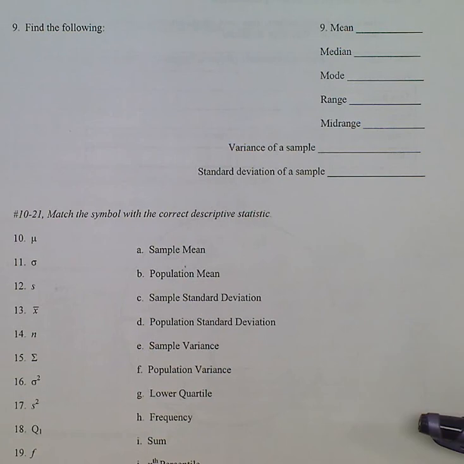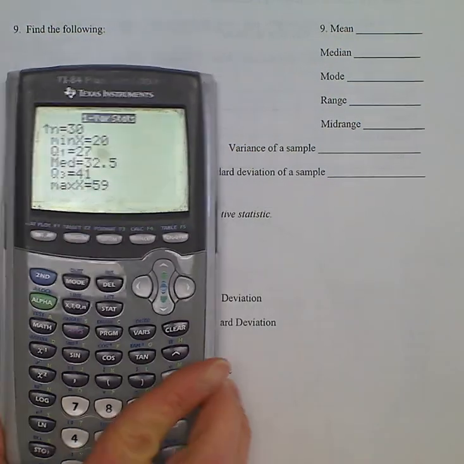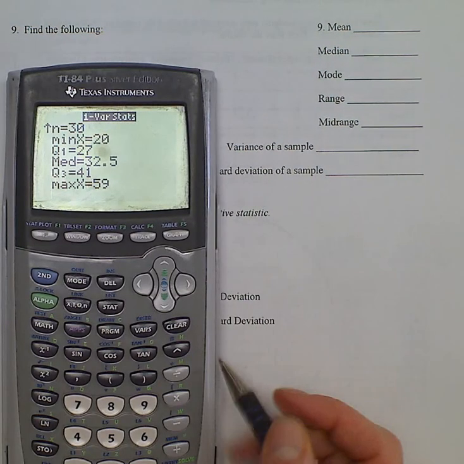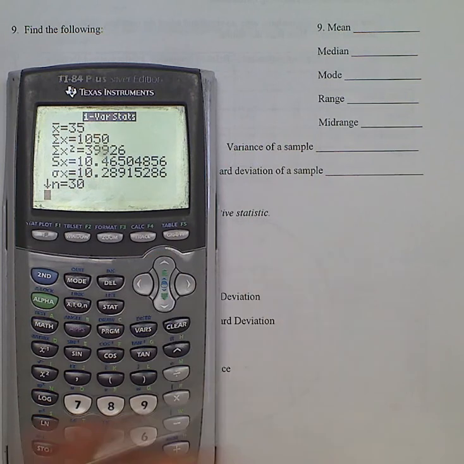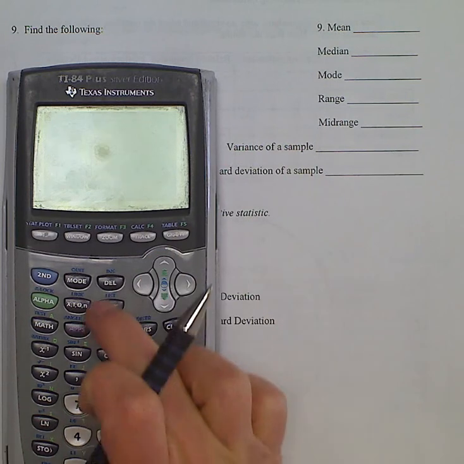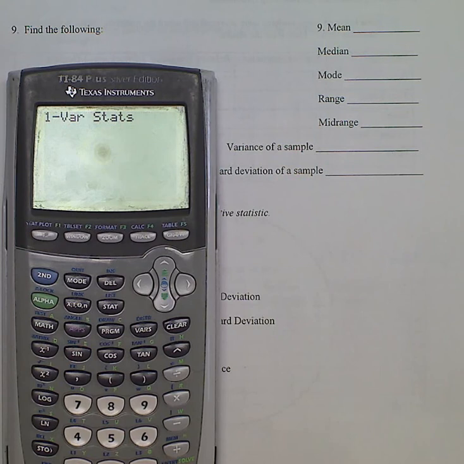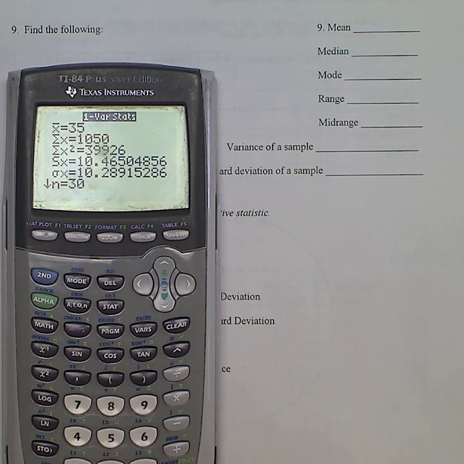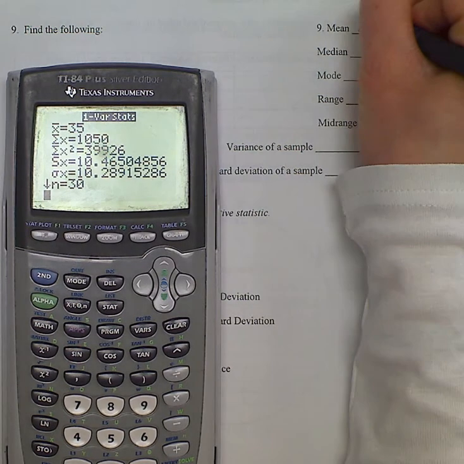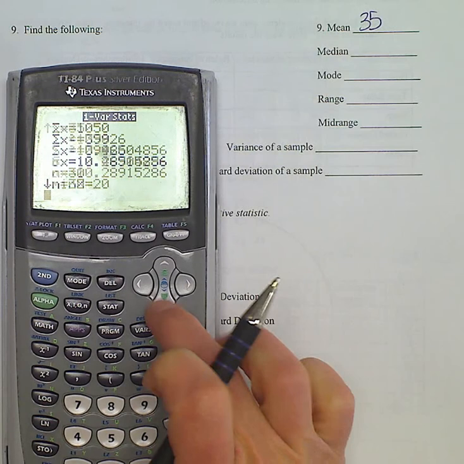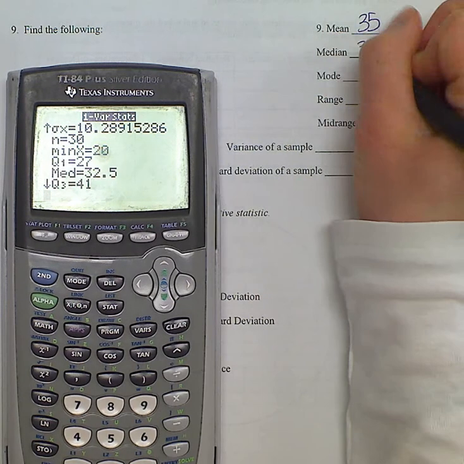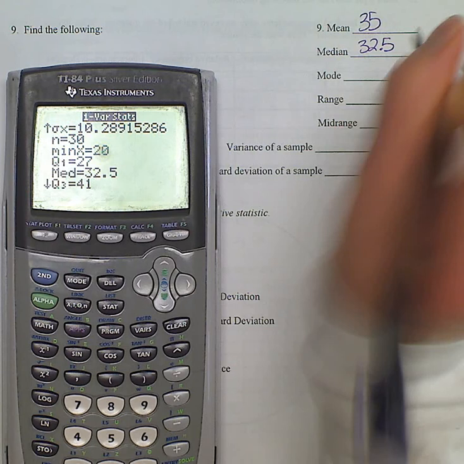So now we look back. I'm going to scroll up. If it cleared from your screen, again, it's stat, calculate, one variable statistics. Our mean is x bar, 35. Our median we just had, it's 32.5. The mode, I'm going to skip for a minute.